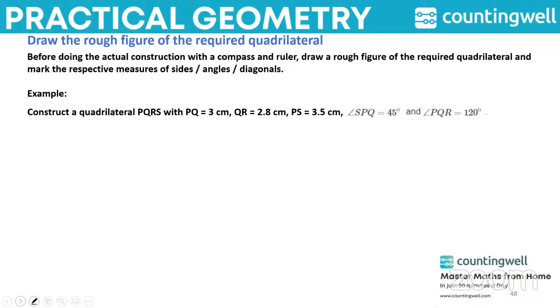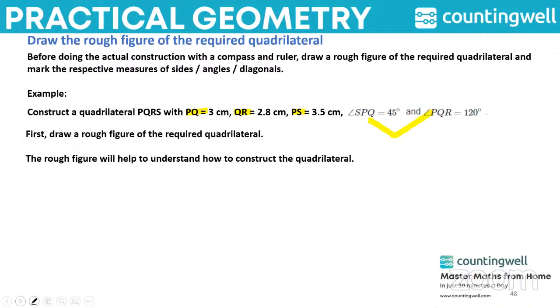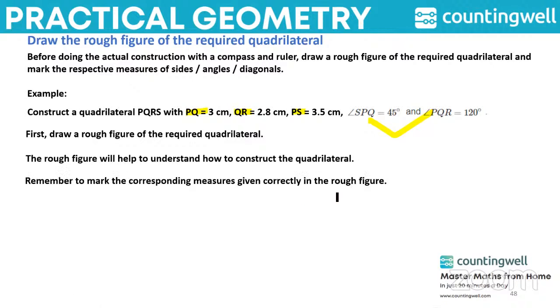Drawing the rough sketch of the required quadrilateral. Let us see what mistake a student can make. To construct a quadrilateral PQRS with sides PQ, QR and PS and the 2 angles given, a student must always draw a rough figure of the required quadrilateral. This will help you to understand how to construct the given quadrilateral. You should remember to mark the corresponding measures given correctly in the rough figure.